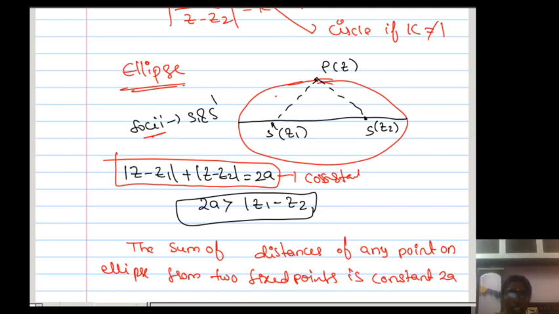So next, let us discuss hyperbola. 2a is the length of the major axis. So what is 2a representing here? It represents the total length of the major axis. The major and minor axes, length, foci, all those things we will discuss in detail in the geometry concept. Next, the last one, hyperbola.